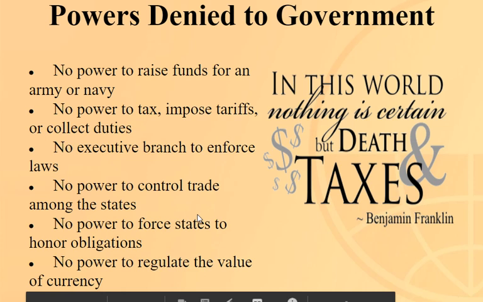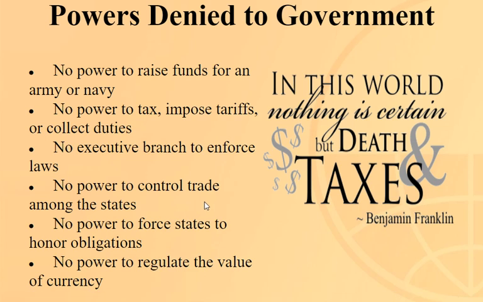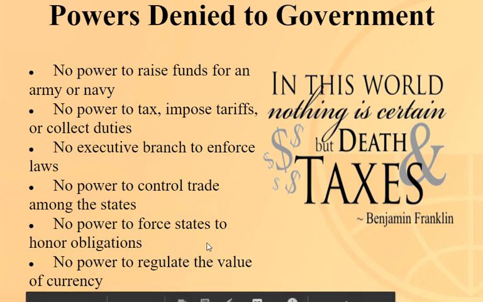Okay, so there was no power to raise funds for an army. So you didn't have taxes, no money. No power to tax or impose tariffs or collect duties. So there's no way to tax things coming into the nation or going out of the nation. There was no executive branch. There was no president when the Articles of Confederation was written. There was no power to control trade among the states, so they could make their own rules, which you'll see was a problem later. There was no power for the federal government to make the states do anything they wanted.